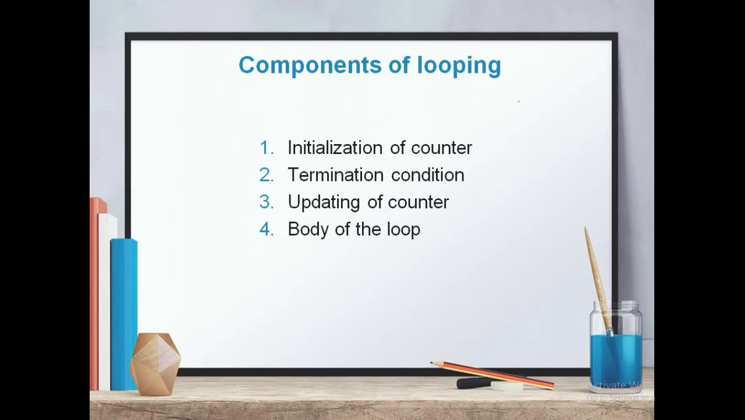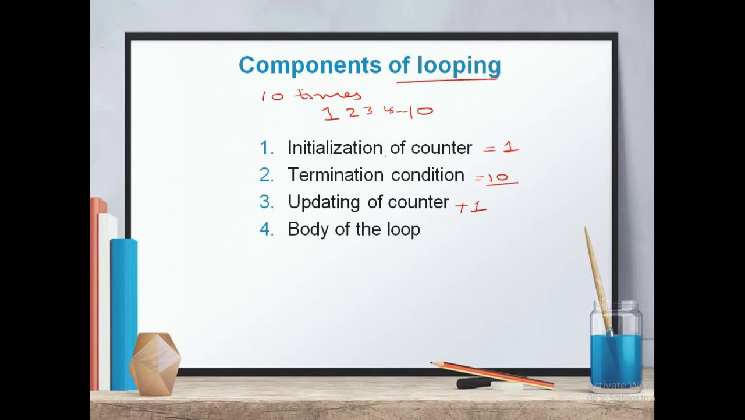Now we'll see what the basic components of looping are. In each and every loop there are some basic components. First of all is initialization of counter. Let's say you have to repeat a particular set of statements 10 times. Suppose you start the counting from 1, you will stop at 10, and you will increment it like this: 1 2 3 4 up to 10. So the initial value of the counter will be 1, the terminating condition is when the counter reaches 10, and updating is by +1.